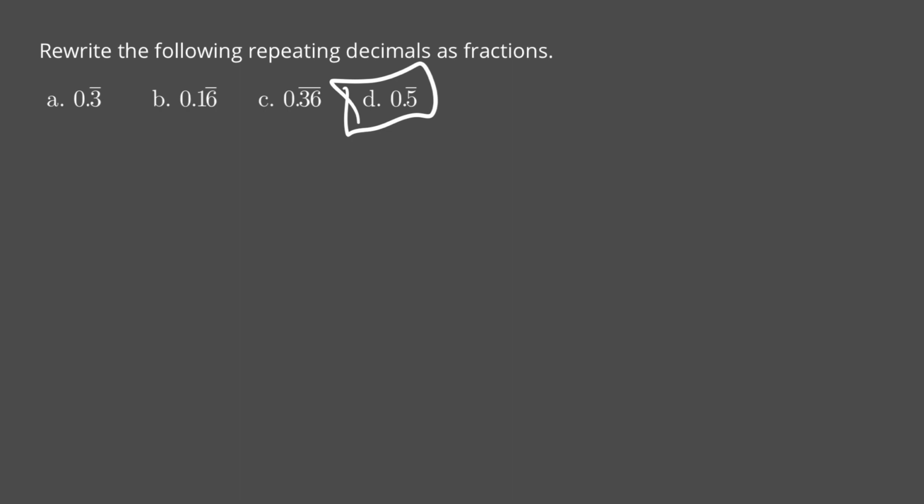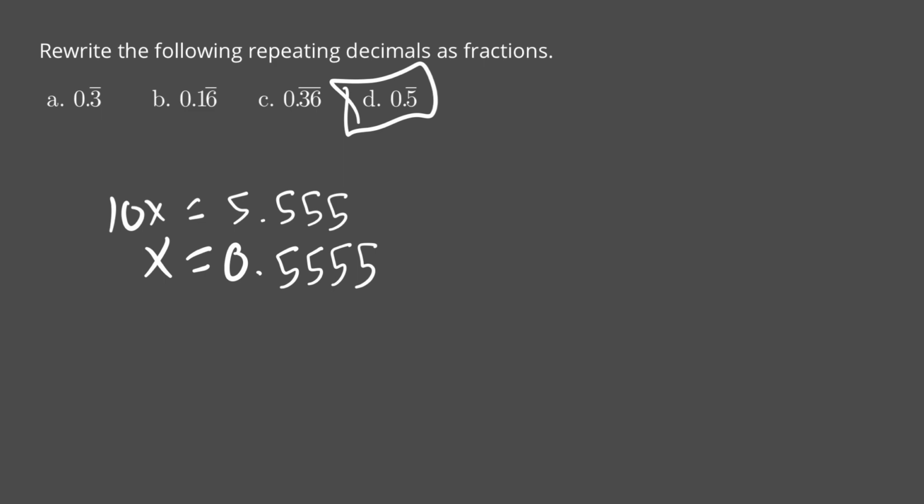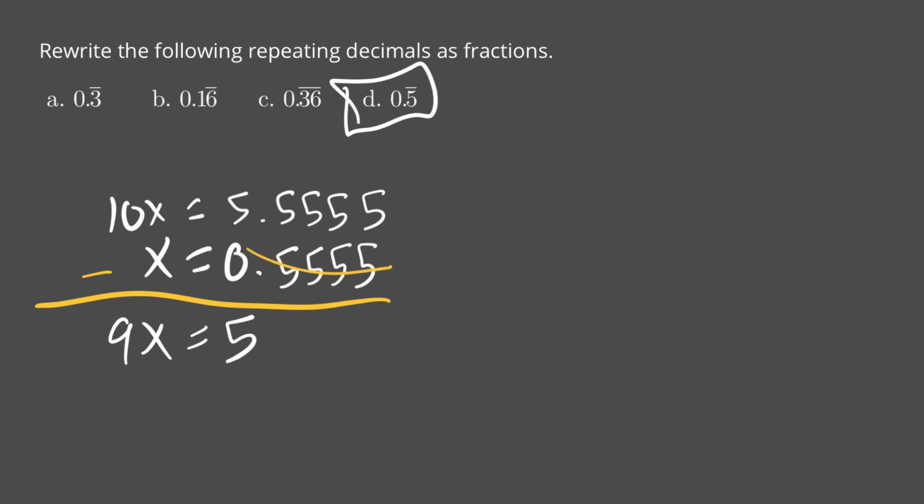For the solution, step 1 is rewriting it as x equals 0.5555. And since there is only one digit repeating, we will take 10x equals 5.5555. We subtract the two values, leaving us with 9x is equal to 5, and the trailing 5s will cancel out with each other. Dividing by 9 on both sides gives us x equals 5 over 9. And that's our final answer.